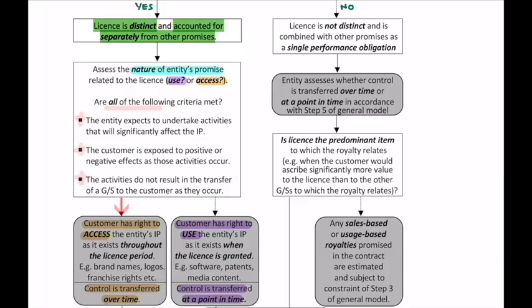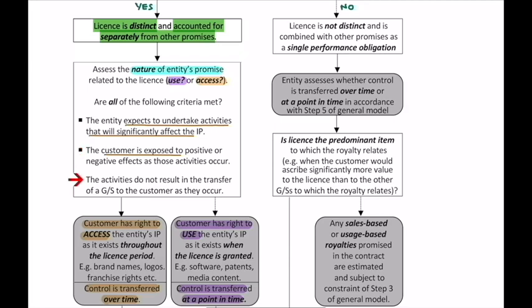In accordance with FRS 15, revenue should be recognized over time for a license of intellectual property if all these criteria are met. Number 1, the entity expects to undertake activity that will significantly affect the intellectual property. Under the arrangement over the period, the entity is required to advertise, to do marketing, to maintain the brand name. This is one of the criteria suggesting that the customer's right is to access the intellectual property. Number 2, the customer is exposed to positive or negative effects as those activities occur. If the entity does it well, the customer benefits because of the awareness of the brand name.